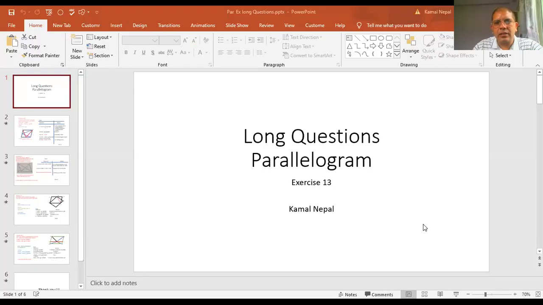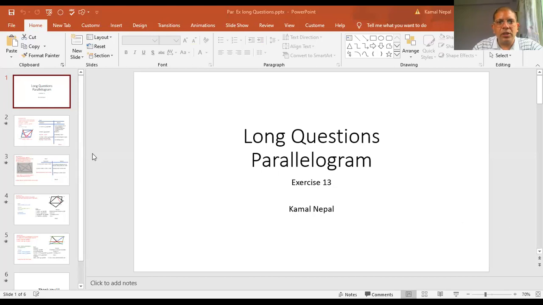Now I want to start the long questions of geometry. These questions are related to the exercise of geometry from our textbook. So I want to do some important questions, then try to take the concept from these questions. This is exercise 13.